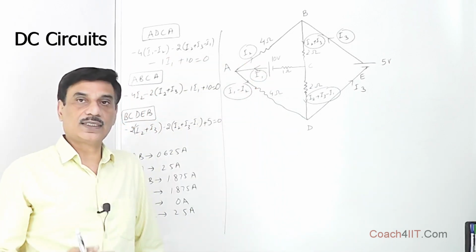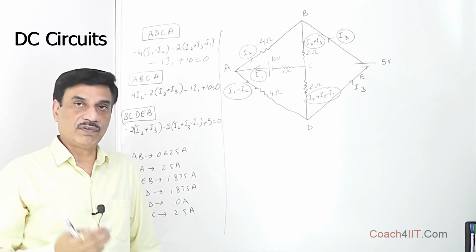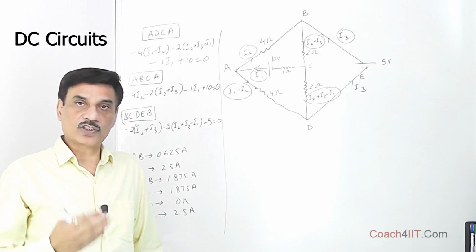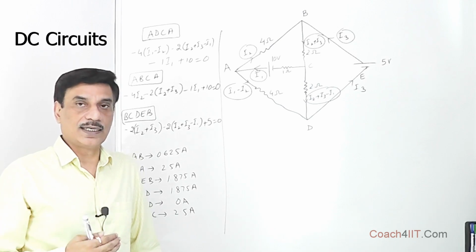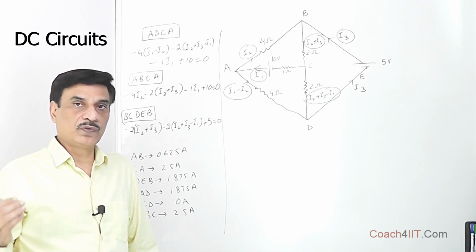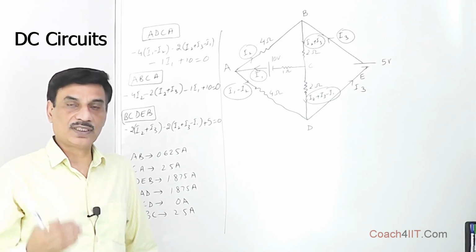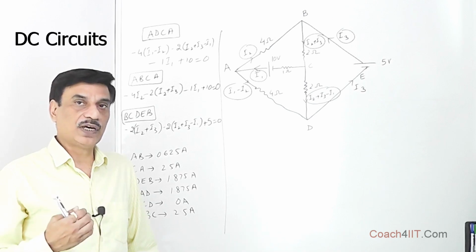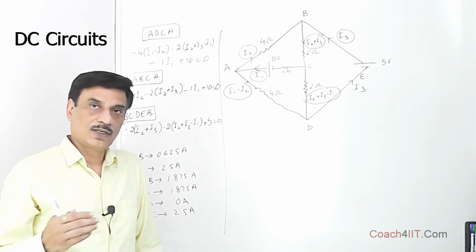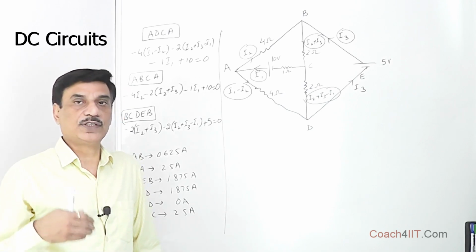We also know that in the direction of conventional current, there is a loss of potential, and against the current, we are gaining potential. Similarly, in a battery, when we are moving from negative potential to positive potential, there is gain of potential. But if we are moving from positive potential to negative potential, there is loss of potential. Loss of potential is negative, gain of potential is positive.